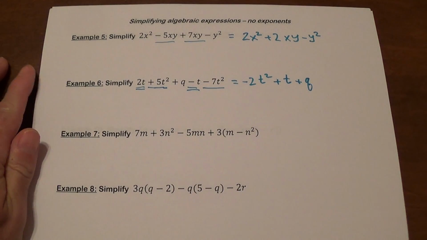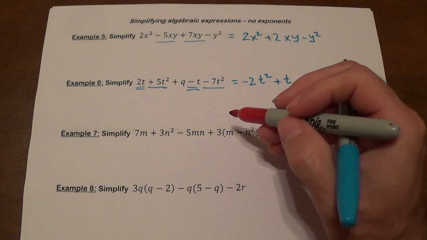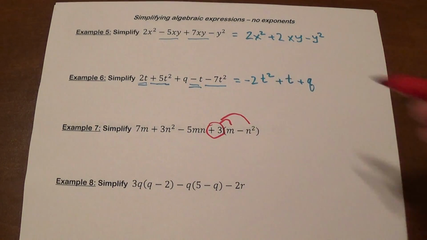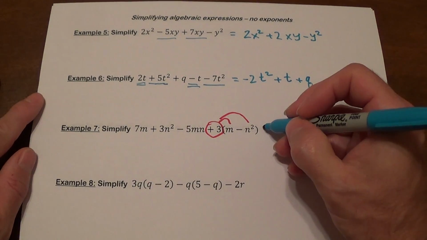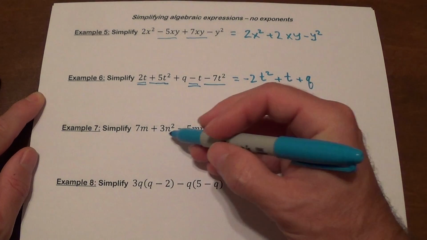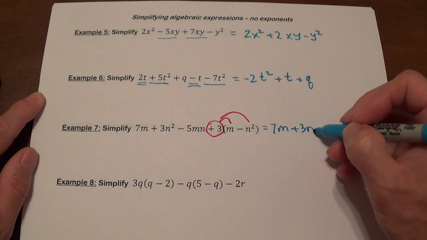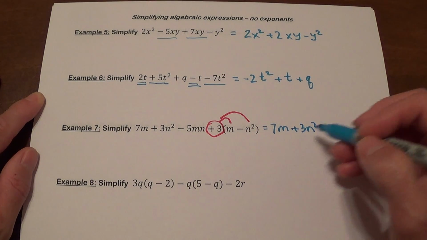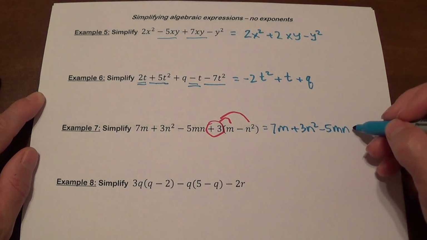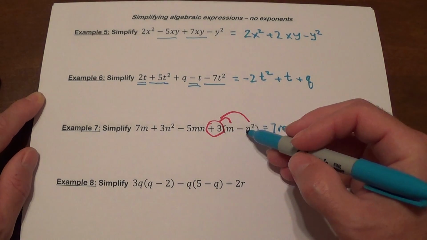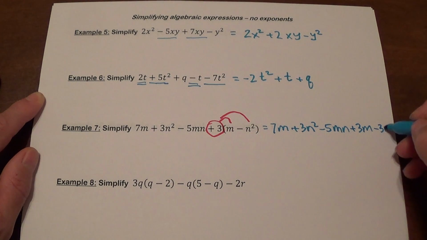Moving on here, now we have parentheses, so distributive property again. That's positive 3. Now let's be careful here. We got 7m plus 3n squared minus 5mn plus 3 times m, so plus 3m, 3 times negative n squared, so minus 3n squared.